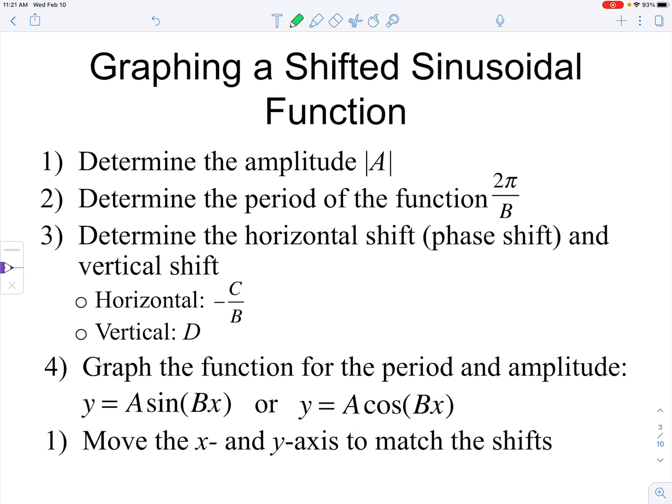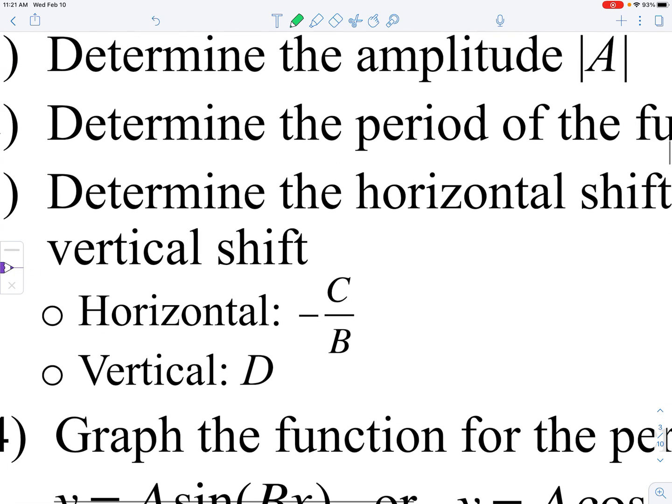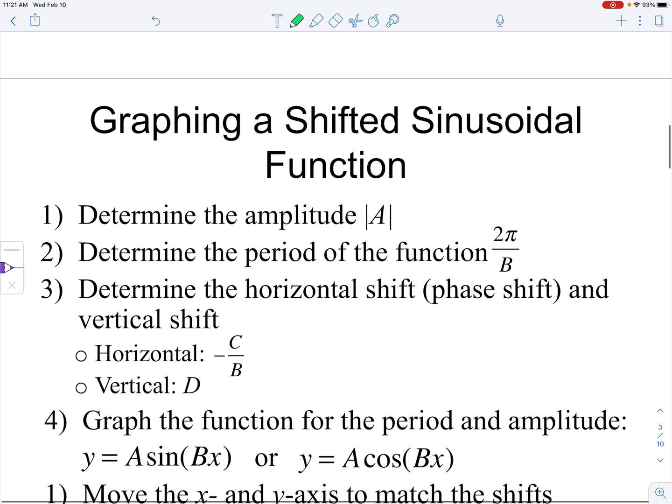So following these steps, you want to, just like before, determine the amplitude and determine the period of the function by dividing 2 pi by whatever b is. And then we determine what the horizontal shift is by, remember, it's the opposite. So if you have like x plus 2, that means the horizontal shift is to the left 2 units. But if you have x minus 2, the horizontal shift is to the right 2 units. And that's why it's the opposite of c over b, referring to the horizontal shift.